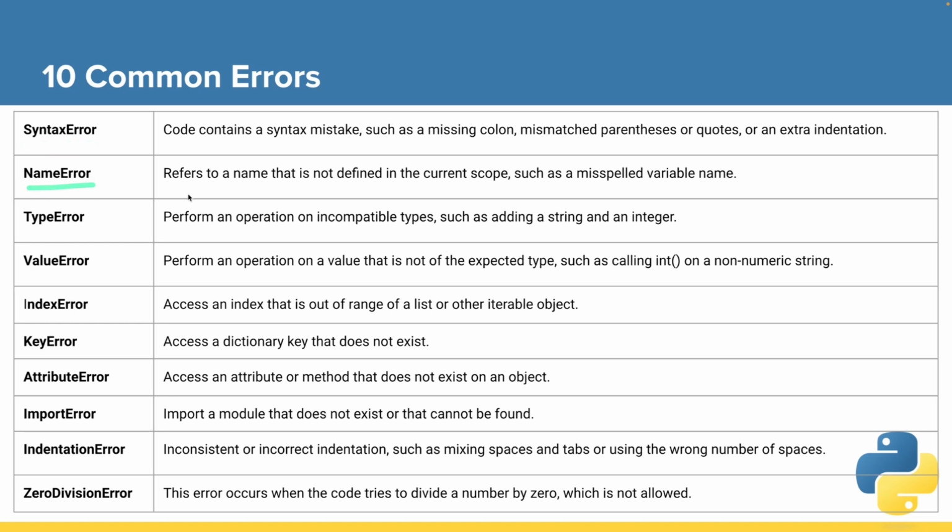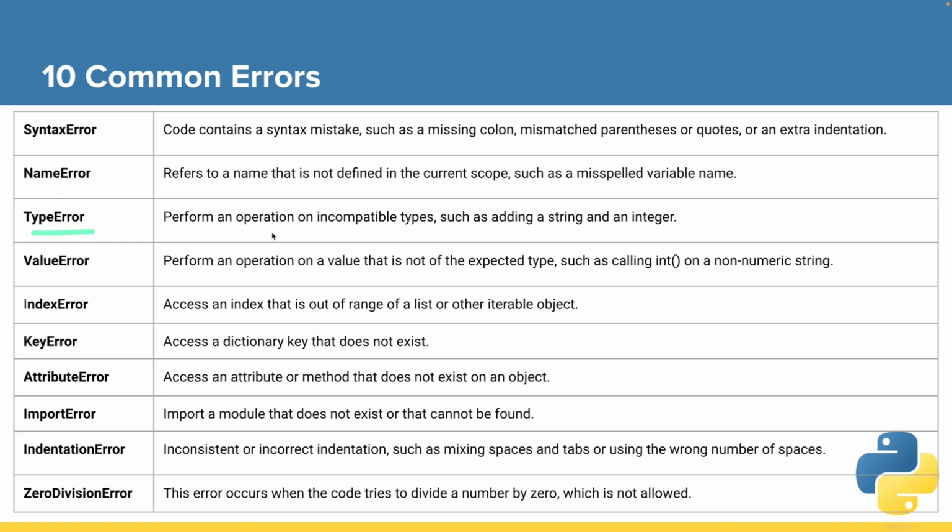Name error refers to a name that's not defined in the current scope, such as a misspelled variable. Let's say we create a variable and we misspell it, and then we try to reference that variable later. Well, where we reference that variable, it's not going to see any variable that's been created previously. So if we're trying to print it, for example, it's going to give us a name error and say, hey, I don't know what that name is. I have no variable for that.